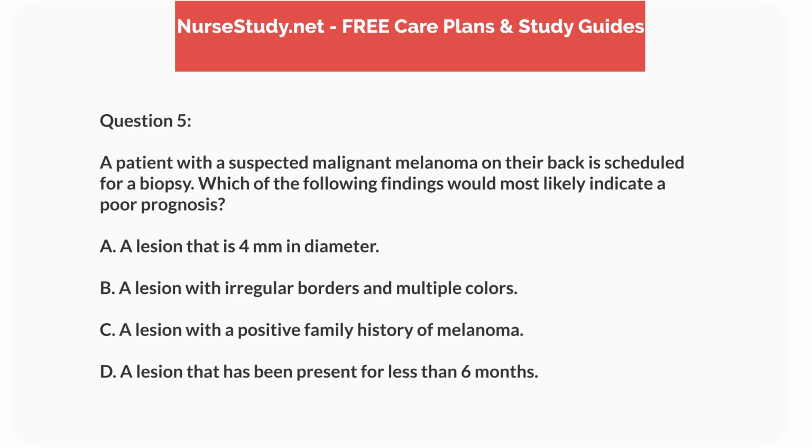Question 5. A patient with a suspected malignant melanoma on their back is scheduled for a biopsy. Which of the following findings would most likely indicate a poor prognosis? A. A lesion that is 4 mm in diameter. B. A lesion with irregular borders and multiple colors. C. A lesion with a positive family history of melanoma. D. A lesion that has been present for less than 6 months.